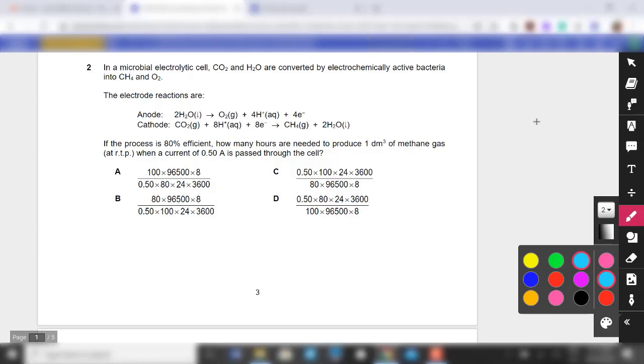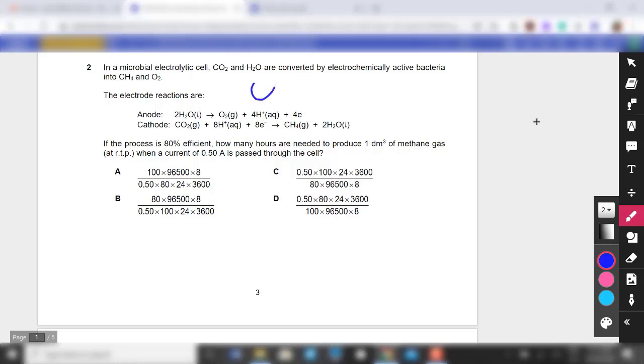To be able to do a question like this, the most important thing is to understand what equation to use. You learn two very important equations. The total amount of charge equals the current times time. So this is very important. You can also relate the total amount of charge to the number of moles of electrons transferred multiplied by Faraday.